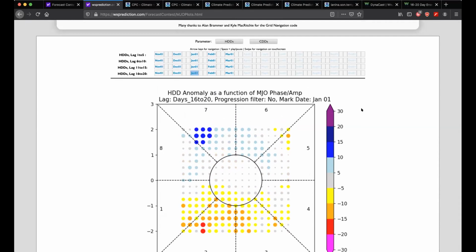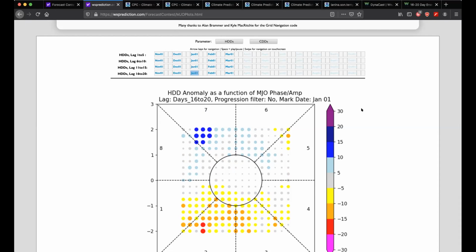Great. And do you have any questions for Philip or anyone on the MJO? Does that help? It does help for sure. I'm just processing it at the moment. So when you say lag, that just means the 16 to 20 days after the current date, the mark date. Yeah. Okay. Exactly.